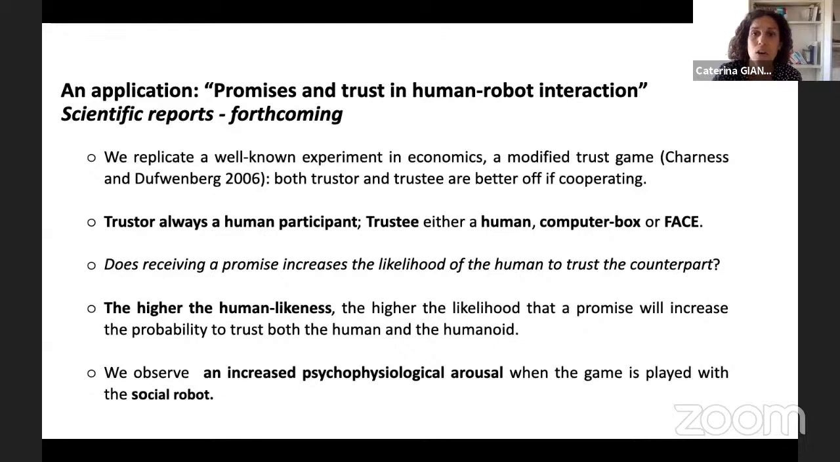So what we find is that whenever the human participant perceives the counterpart as very human-like, high in human-likeness, the likelihood that this human participant will play the game increases. So they are going to trust the counterpart. And this only happens when they are playing with the human and the humanoid. So we do not observe this when they play with the computer box.